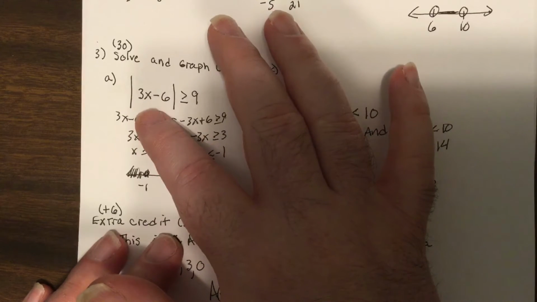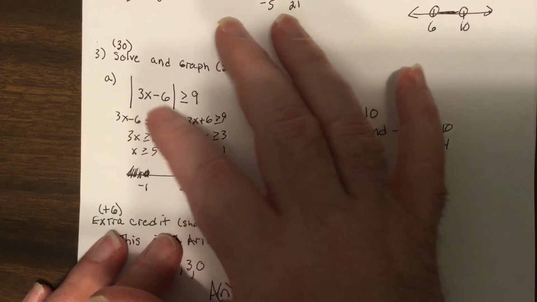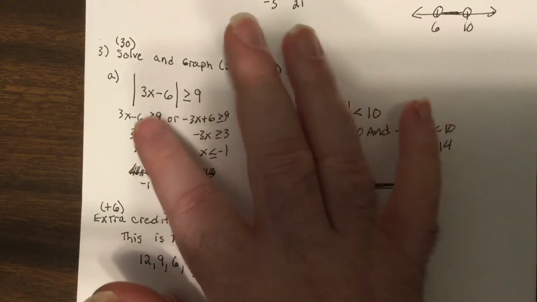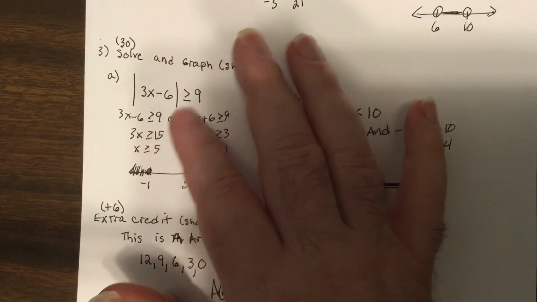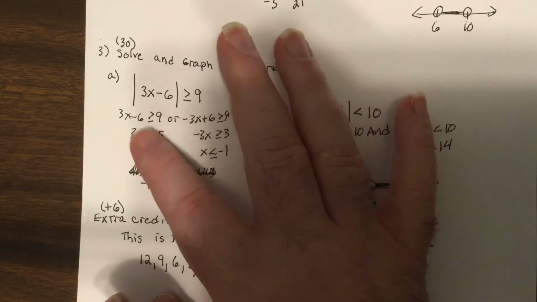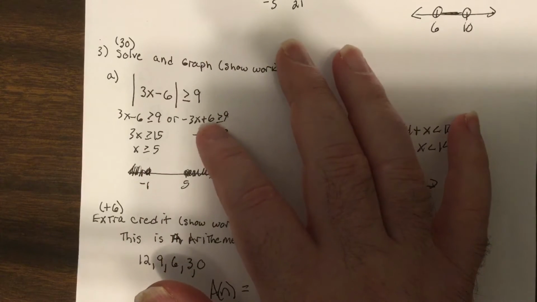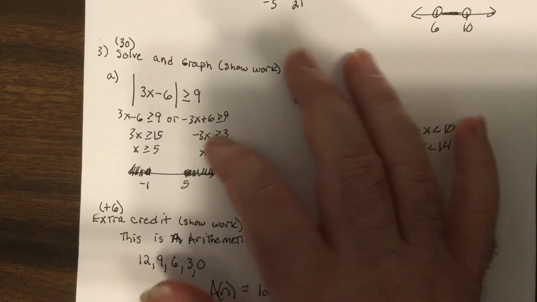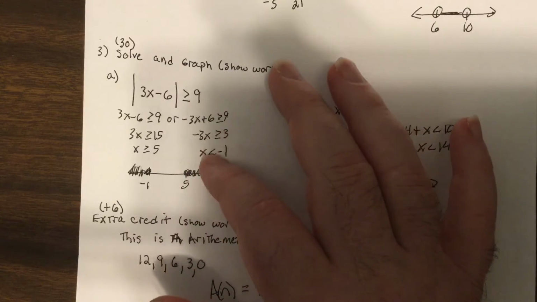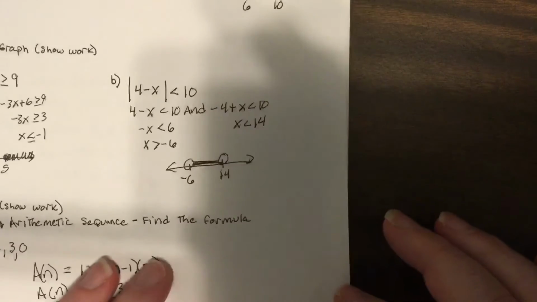Now the absolute value, a lot of people messed up, because when it's absolute value with a variable, there's 2 parts. So 3x minus 6 is greater than or equal to 9, or the opposite is greater than or equal to 9. So add 6, divide by 3. Here, you subtract 6, divide by -3.